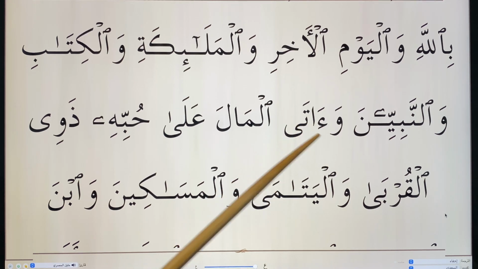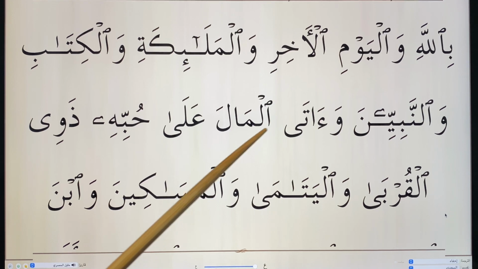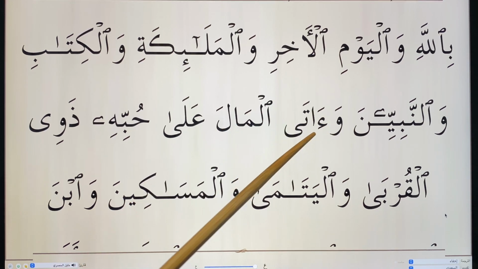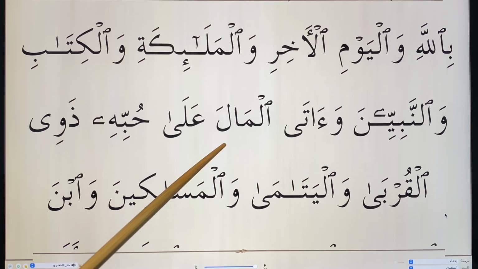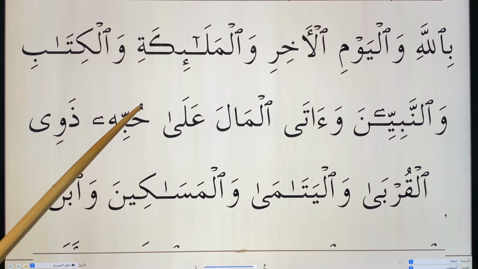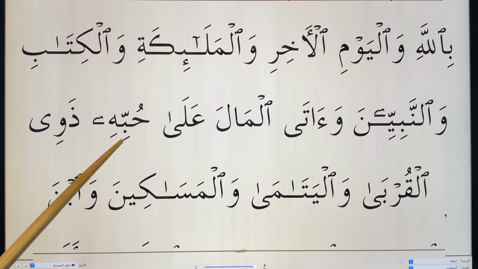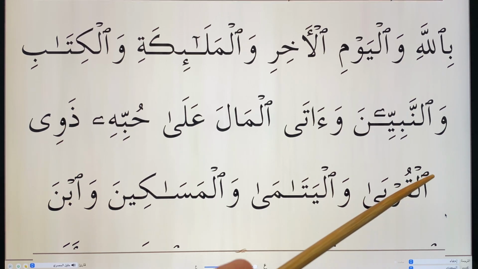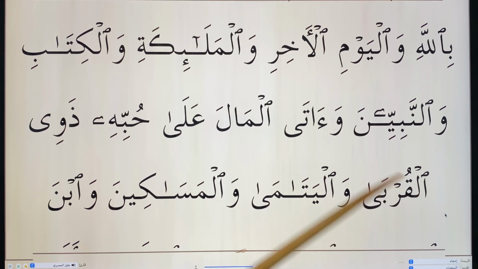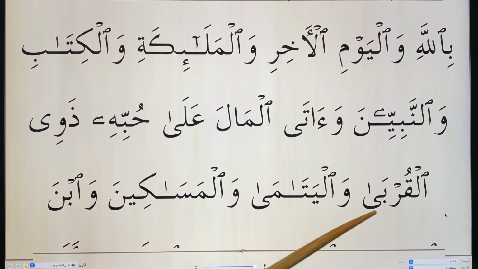وَآتَى الْمَالَ عَلَى حُبِّهِ, shadda on the ba, حُبِّهِ ذَوِي. And then the alif drops and goes straight to the lam: ذَوِي الْقُرْبَى, okay, ذَوِي الْقُرْبَى وَالْيَتَامَى.